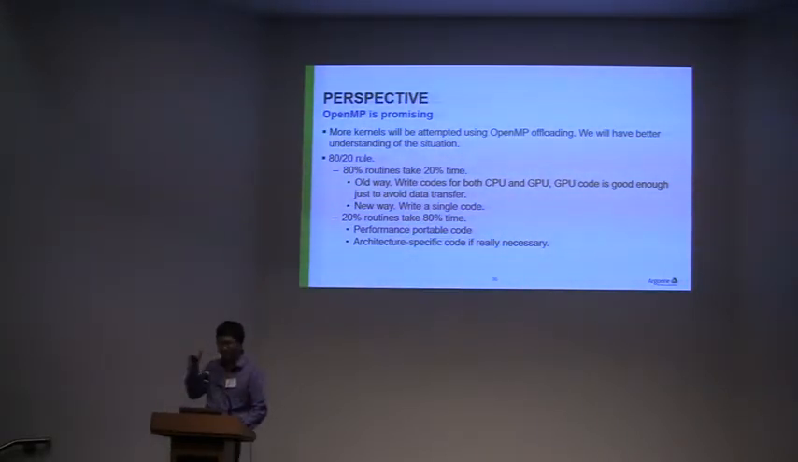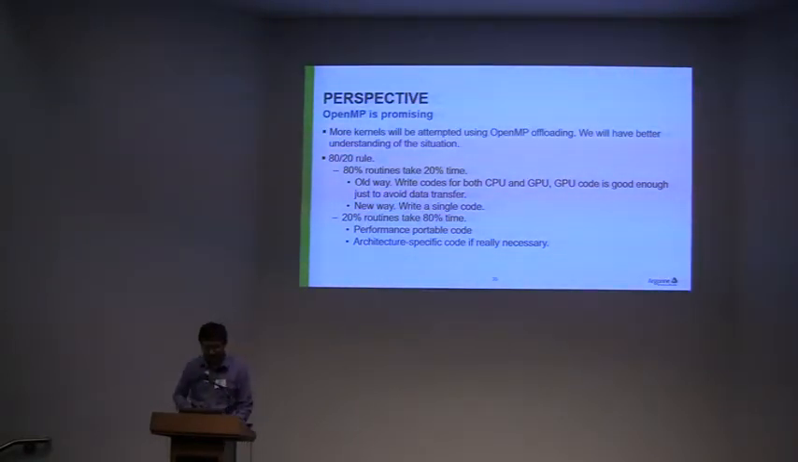I still strongly believe in OpenMP. In the following months, I will try more kernels for this OpenMP offloading, and I will try the other compute-bound kernels. Then we will have more understanding of the current situation in terms of performance for OpenMP. And there's a practical reason to solve the issues I mentioned earlier. So I follow this 80-20 rule. So 80% of routines take only 20% of the time.